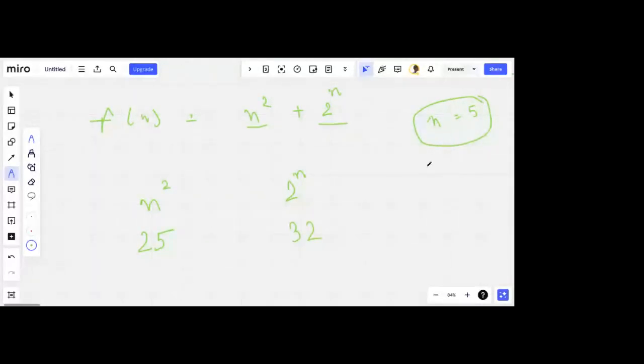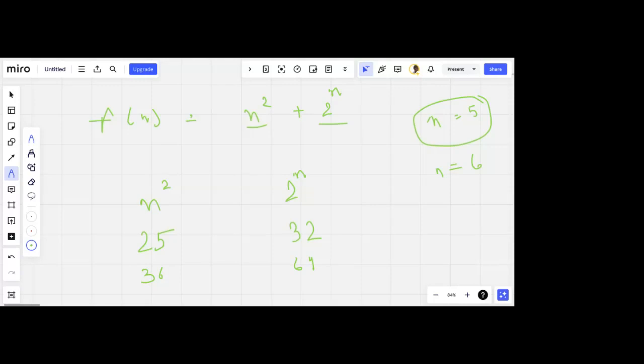Let's take n equal to 6. What is 6 square? It is 36. What is 2 to the power 6? It is 64. Which is bigger, guys? 2 to the power n is bigger, okay?